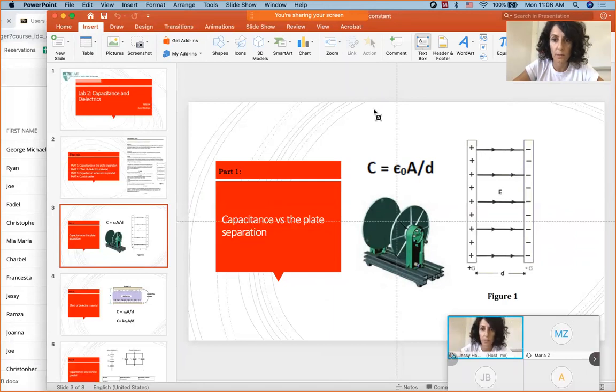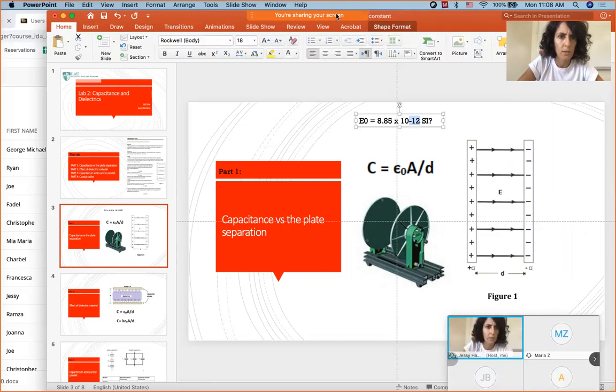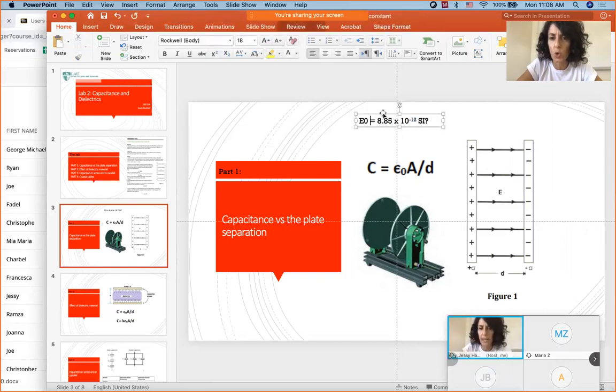Maybe we can insert it here. So epsilon 0 is equal to 8.85 times 10 to the negative 12 SI units, right? So this is epsilon 0. All right, so let's keep it aside and call this the theoretical value of epsilon 0.